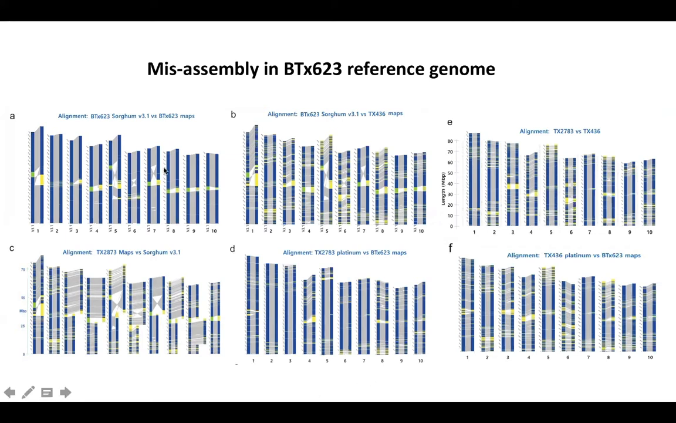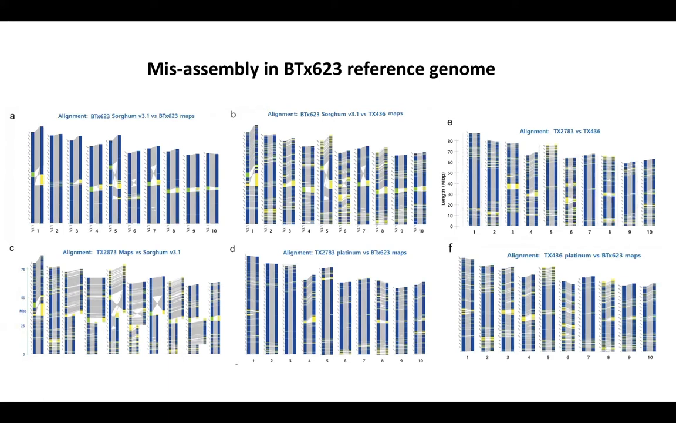This comparison reveals there are some large inversions existing in variant 3 reference genome. And this inversion also exists when we compare TS-273, TS-436 with BTS-273 variant 3 reference genome sequence. But this large inversion is absent when we compare TS-273 to TS-436, and also when we compare TS-273 with the BTS-C-3 maps.